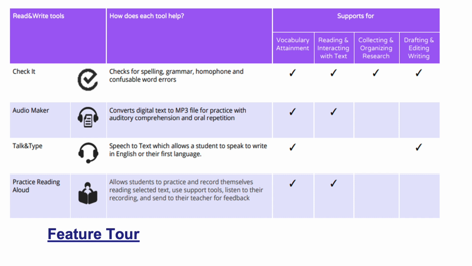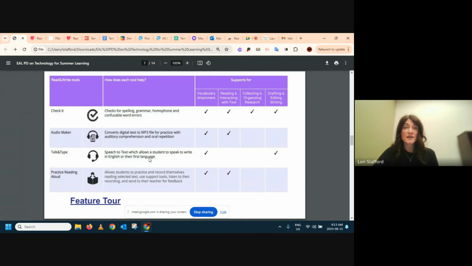We often have students who are gaining oral skills quicker than their reading and writing skills. So this allows them to use their English skills that they've built orally, and they can show what they know or write what they know using Talk and Type. I also recommend doing a feature tour. This will give you a short video of all of those tools, which is exciting to see that they've broken it down that way. So I do recommend going on the feature tour and seeing what each looks like.